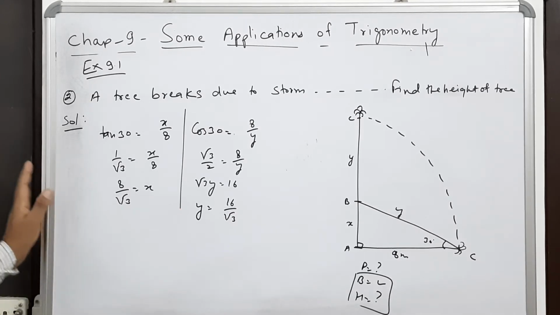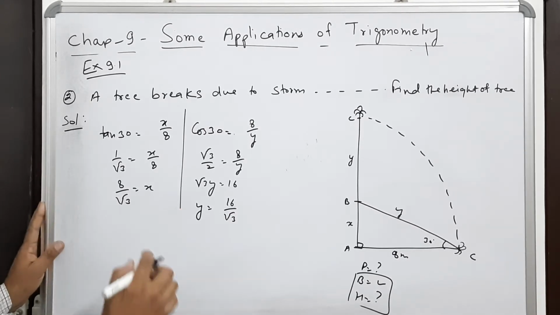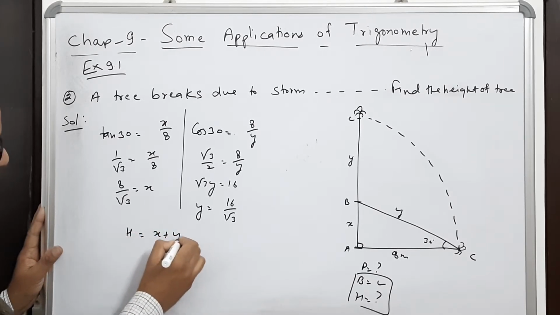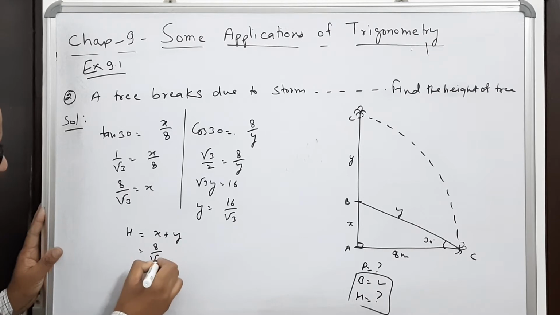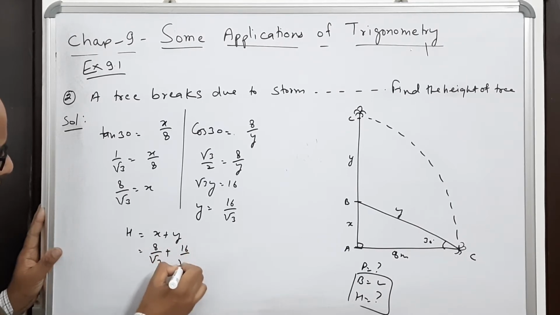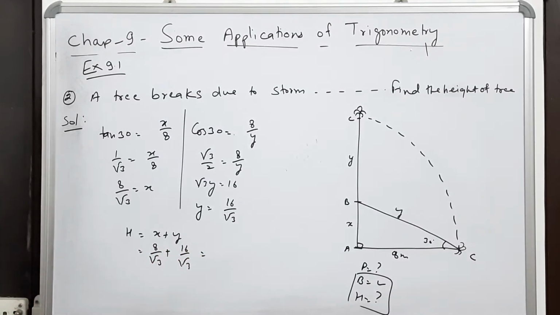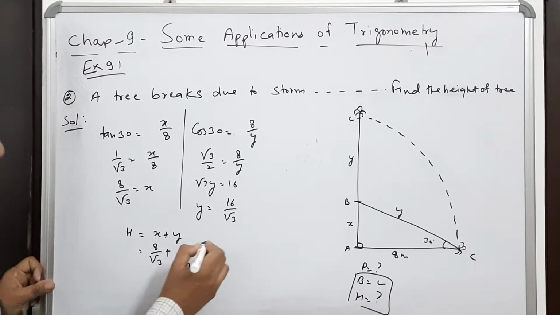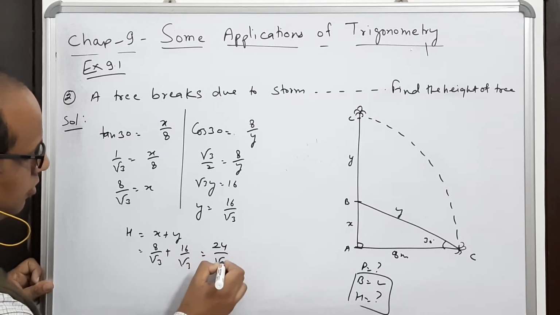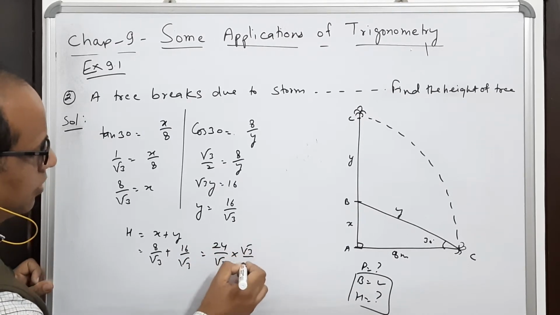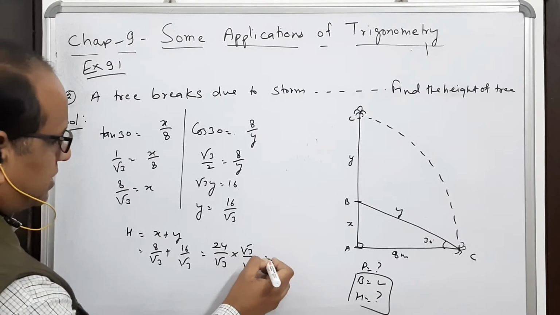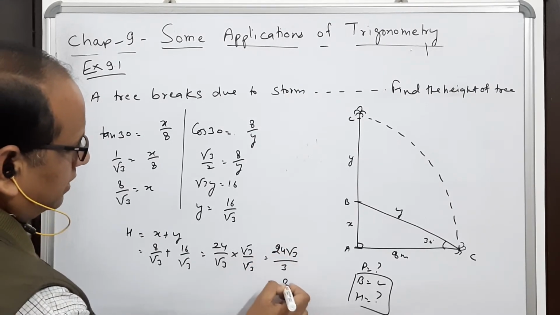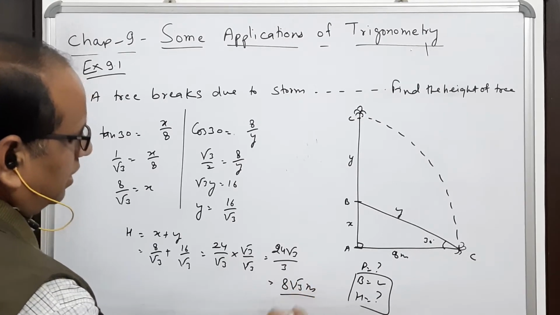Now the final part, what is the height of the tree? The height of the tree will be x plus y. So it is 8 upon root 3 and 16 upon root 3. You are a student of class 10. It is not required to explain much. 8 upon root 3 and 16 upon root 3, the answer is 24 upon root 3. And now you can rationalize this part. When you rationalize it, it is 24 root 3 upon 3. So the answer is 8 root 3 meter.